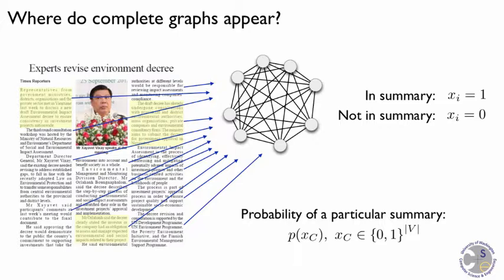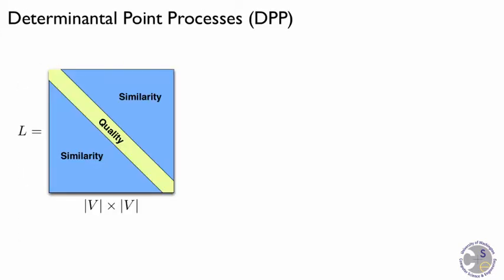One distribution that corresponds to a complete graph is the determinantal point process, or DPP. Any positive semi-definite matrix L defines a DPP, and in general L is symmetric. The entries along the diagonal correspond to the quality of item i. For instance, in the summary task, the quality may correspond to the degree of coverage of our document for a particular sentence i. Quality corresponds to unary potentials in our graph. The off-diagonal entries correspond to the similarity between items i and j and are equivalent to pairwise potentials.